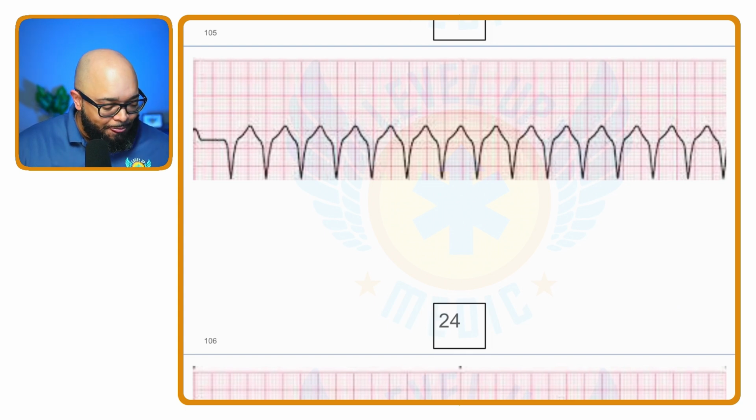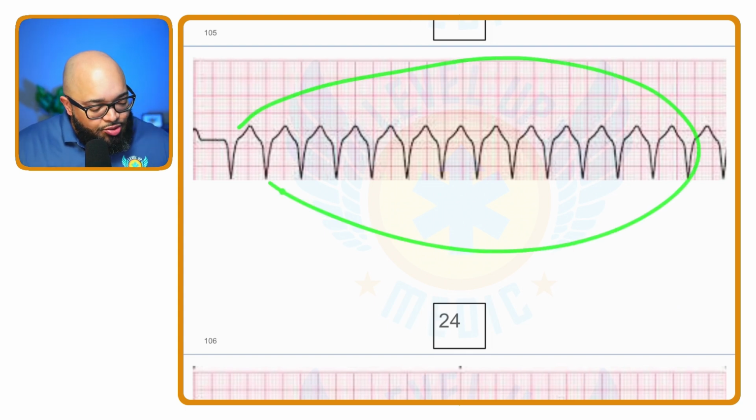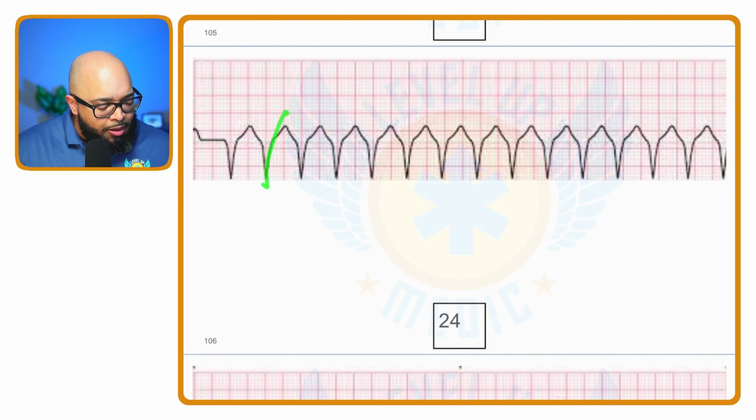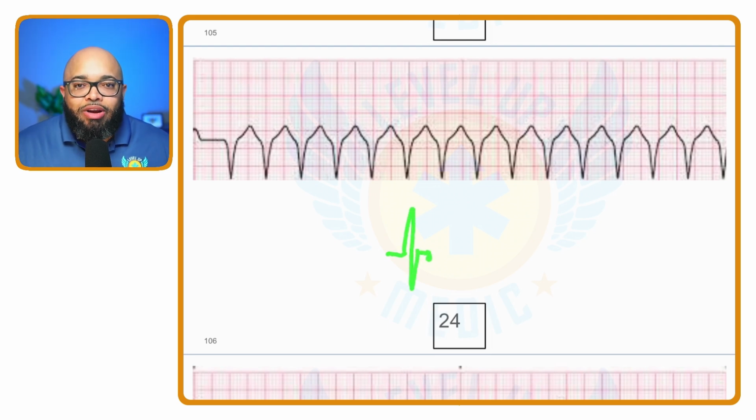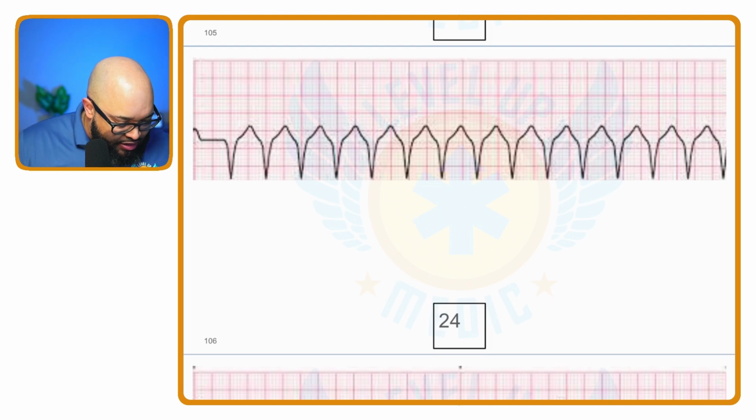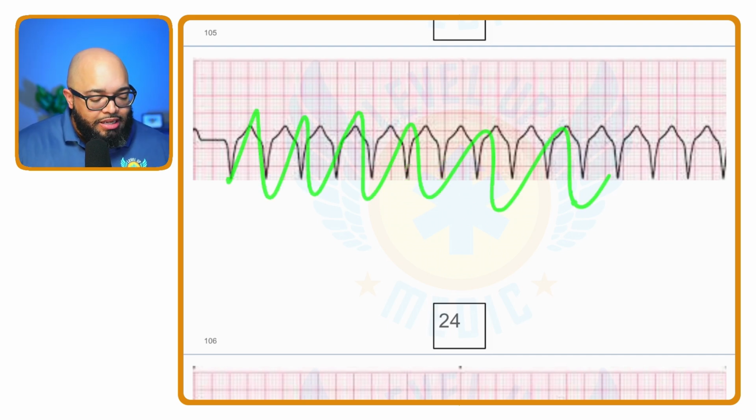We ready? Okay, this one, we notice that these complexes are very wide. So we got wide complexes. Remember, our complexes should be nice and narrow within 3 little boxes. This is one big box here. This is almost 2 big boxes. So that's way big. So we've got wide complex.